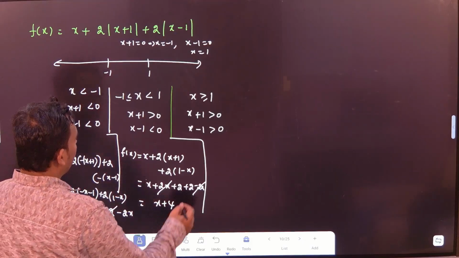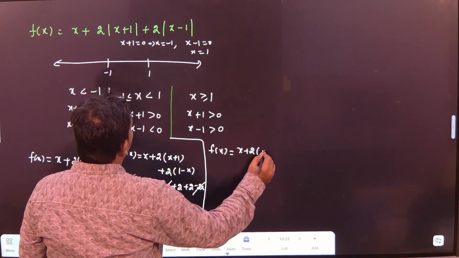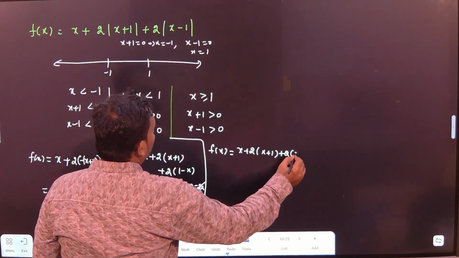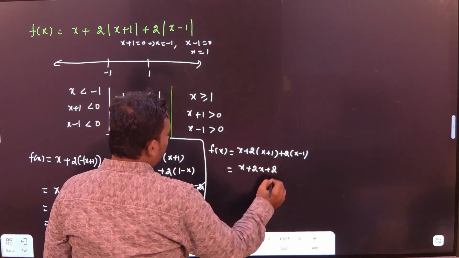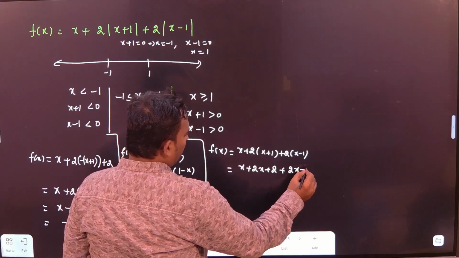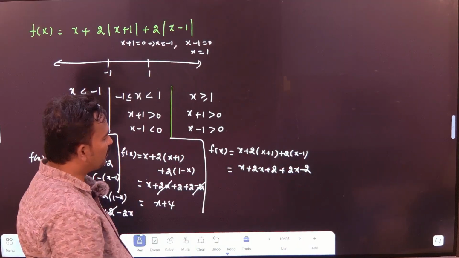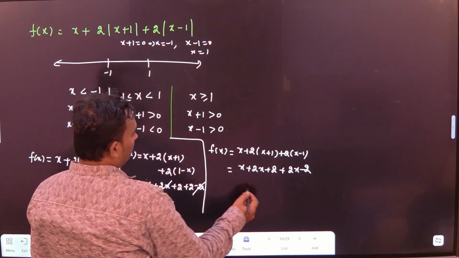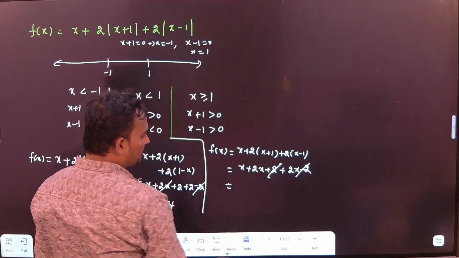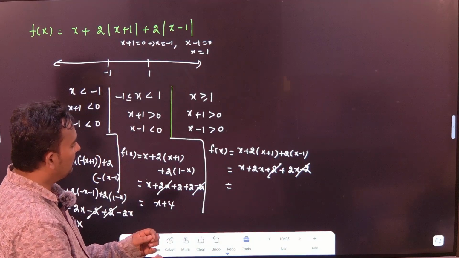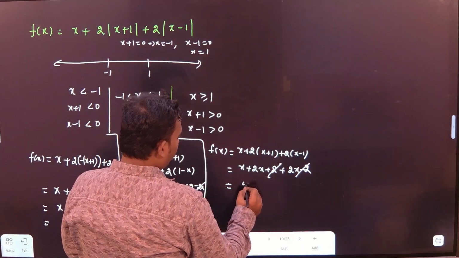Okay. Next, f of x is equal to, both are positive, no? x plus 2 times x plus 1, plus 2 times x minus 1, right? x plus 2x plus 2 plus 2 minus 2 you'll get, right? Understand? So the 2 you just multiply inside, right? Yes. So plus 2 minus 2 cancel. This is 2x plus 2x, which is 4x. 4x plus x is 5x, right?